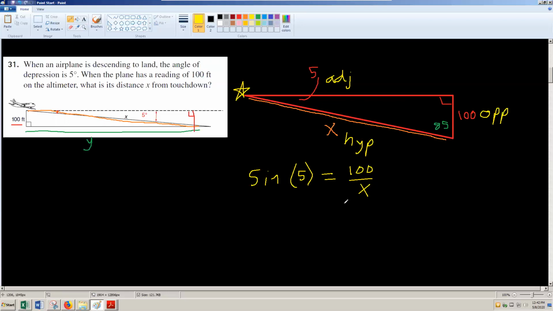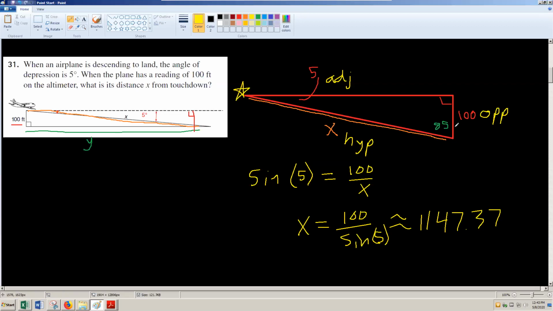and then I would just solve for x. So multiply by x on both sides, divide by sine 5 on both sides, so x is going to equal 100 divided by sine of 5, which we get approximately, call it 1147.37 there. So this is how we would kind of figure that out.